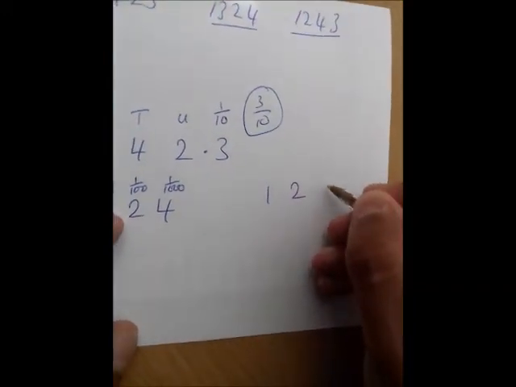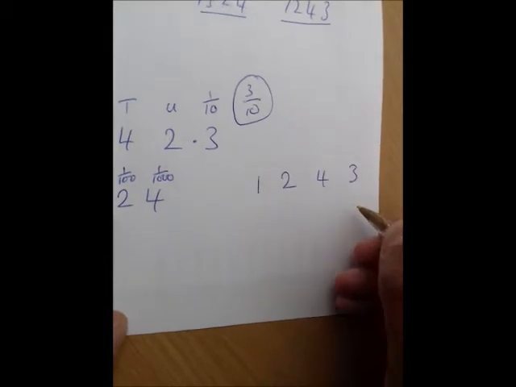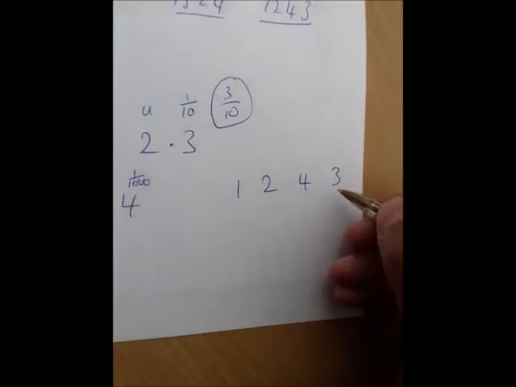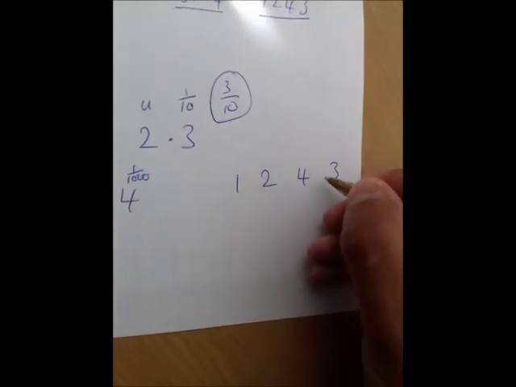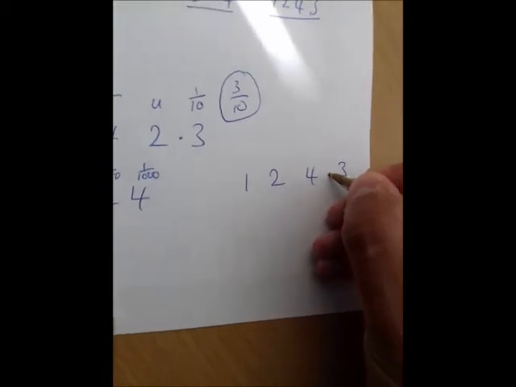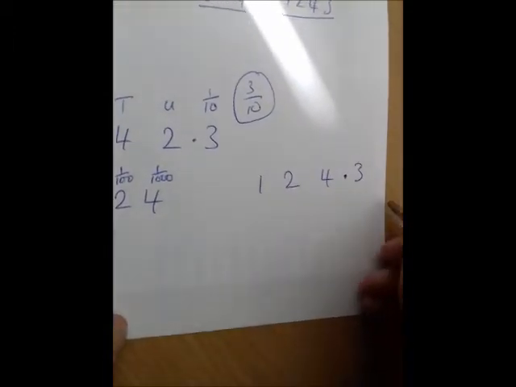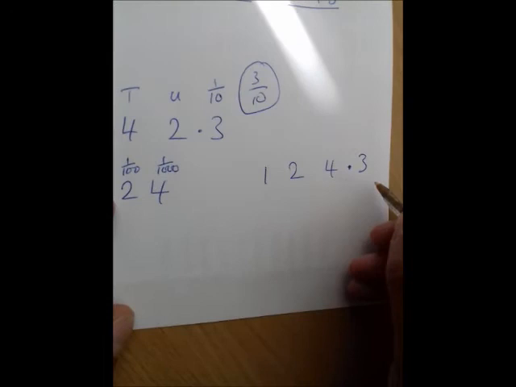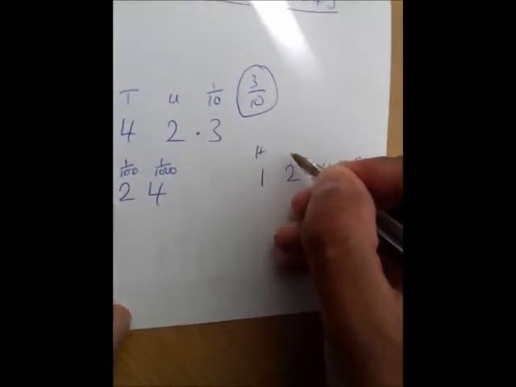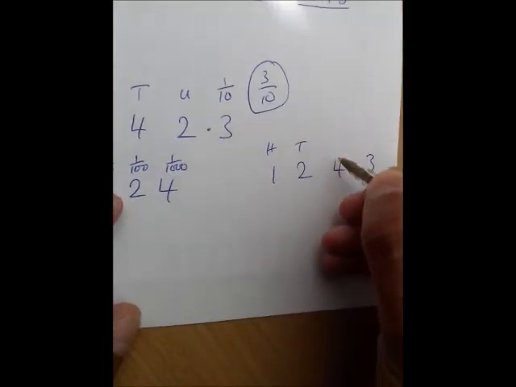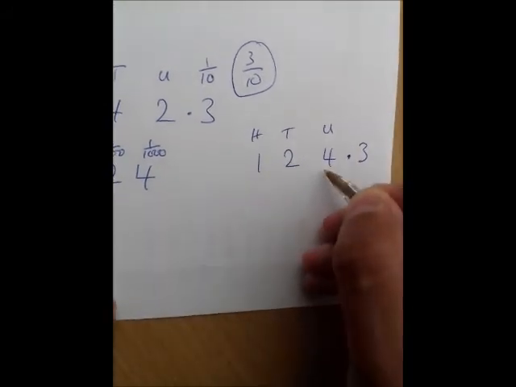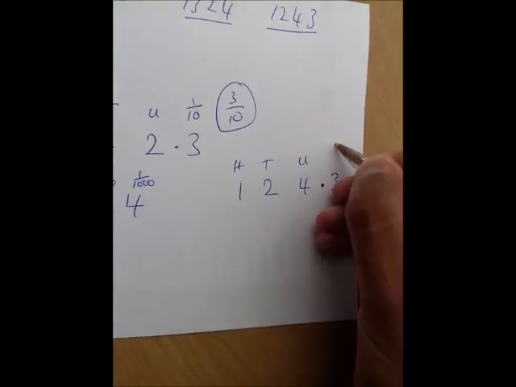The fourth one we'll do, which is this one, 1, 2, 4, 3. Again, in order for the 3 to be 3/10, it needs to be after the decimal point, just after the decimal point. So the decimal point needs to go there. So that number becomes 124.3. 100, 2 tens, which makes 20. 4 units, 124.3, which is 3/10.